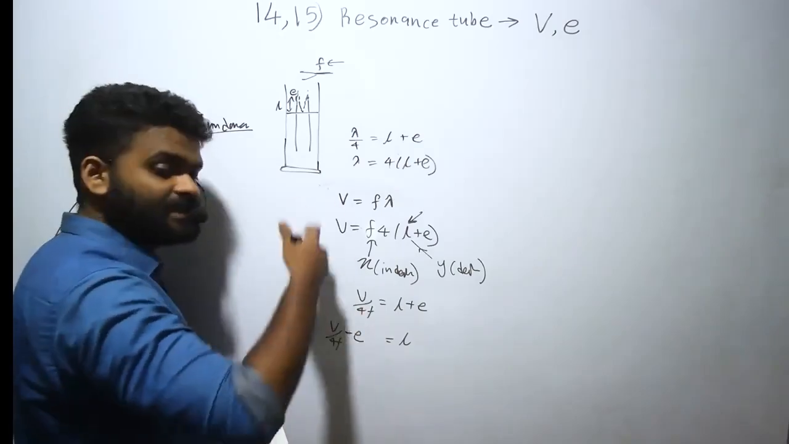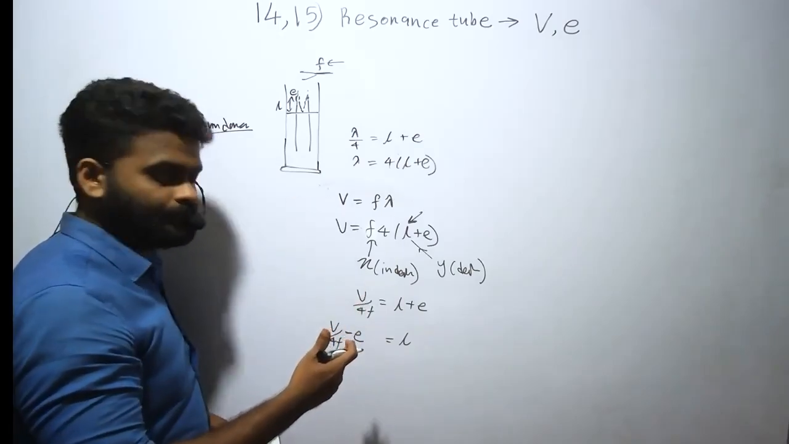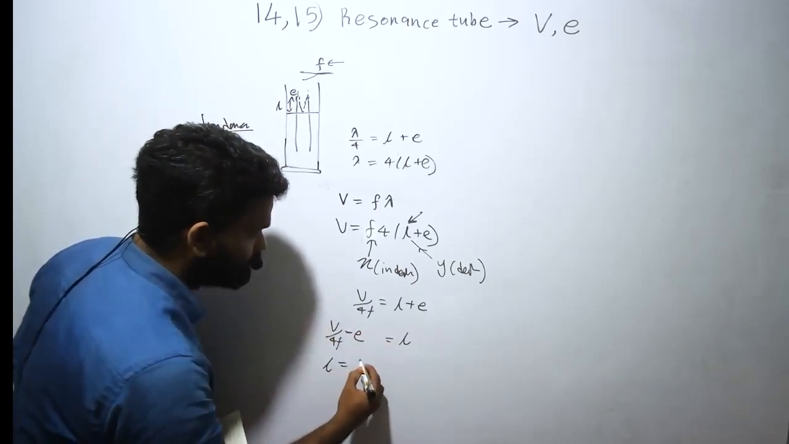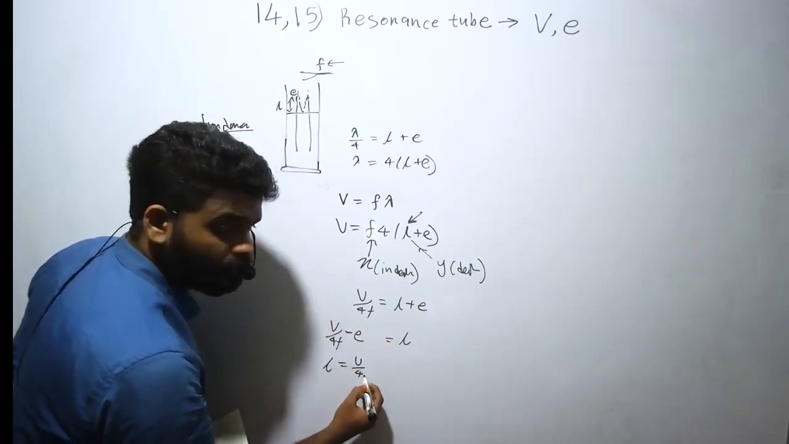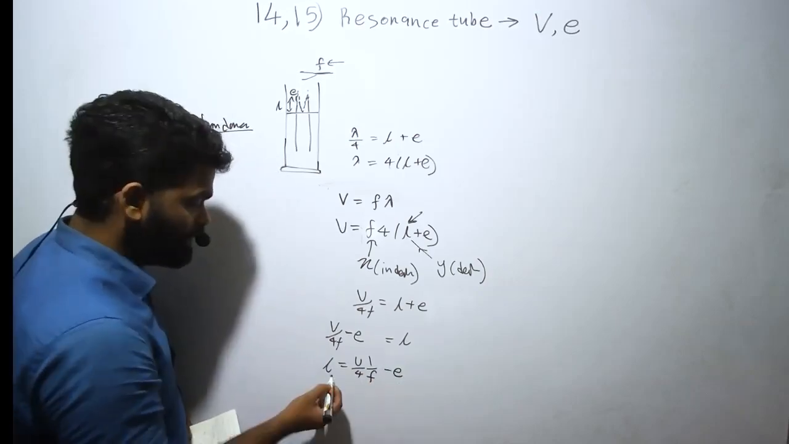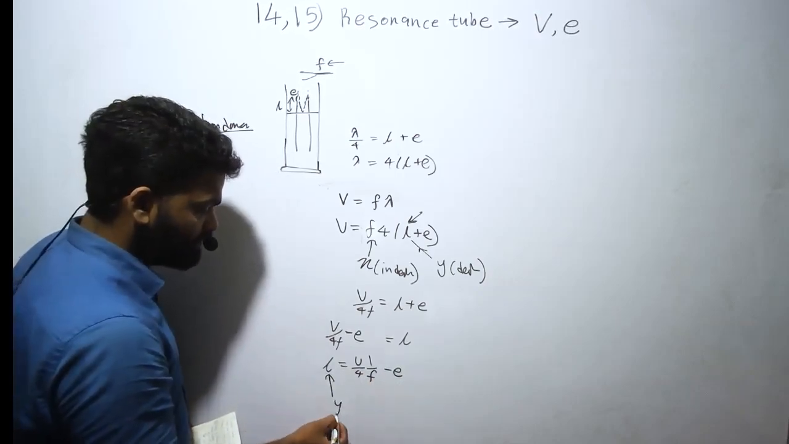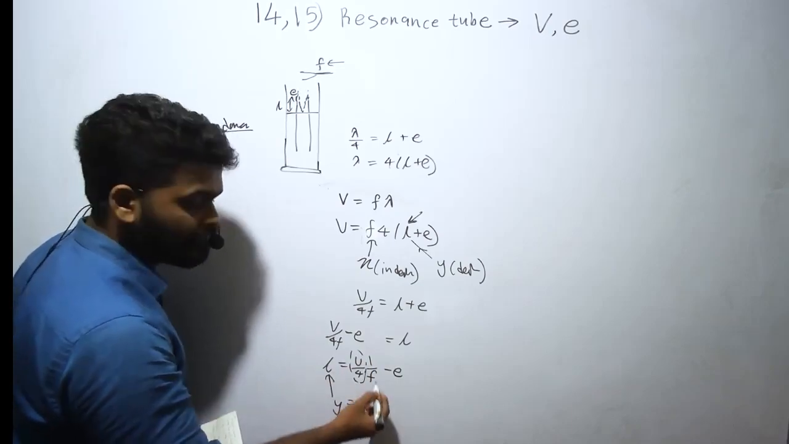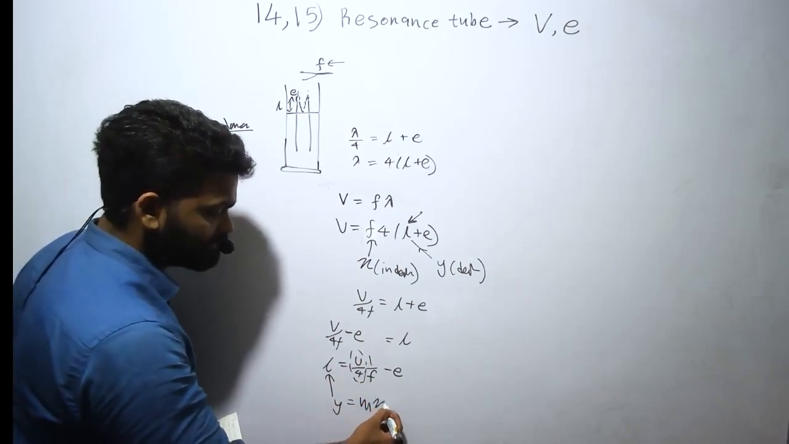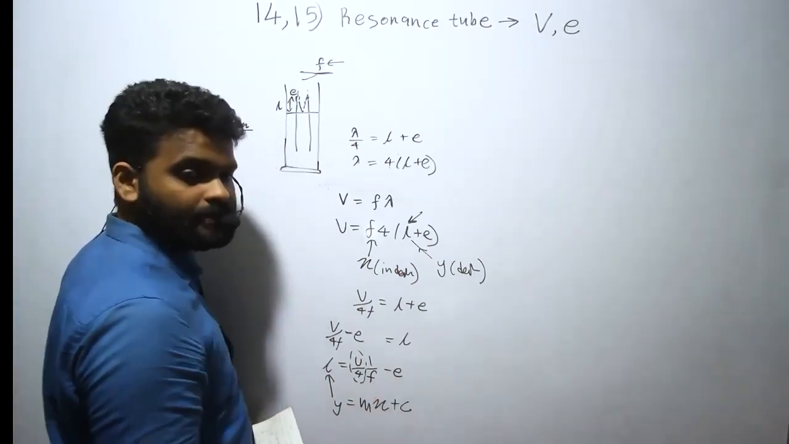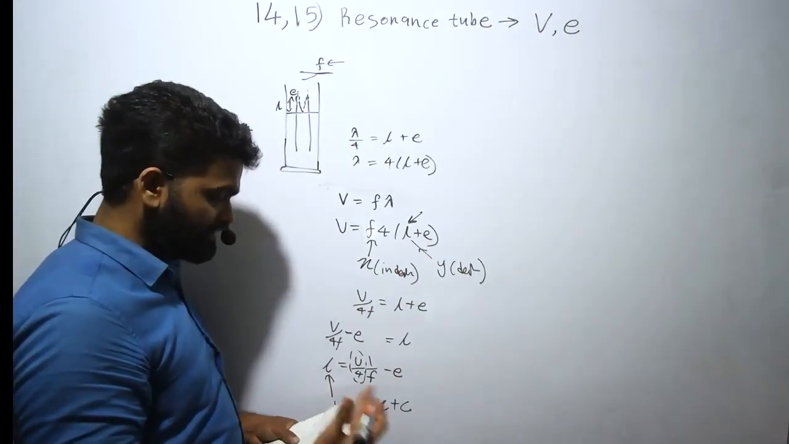We are forming this into a y equals mx plus c. Then just change the sides. So L is equal to V divided by 4, times 1 over f, minus E. So this L is y. V over 4 is the gradient, right? M. 1 over f is x. Then by the intercept, you can find the end correction. So that is it, right?